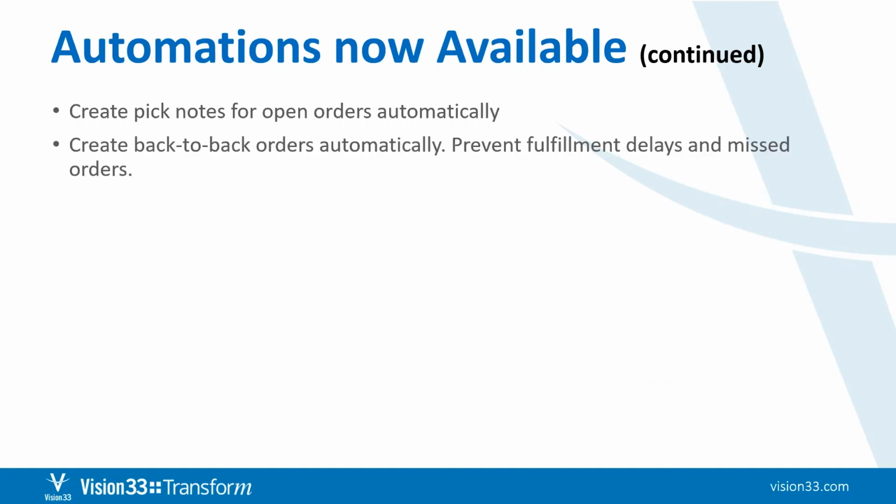We also have the ability to create back-to-back orders automatically. This can prevent fulfillment delays and missed orders. There would necessarily be some criteria about these back-to-back orders, but that's exactly what it would do, is prevent someone from having to check all the criteria. It would do it for you.